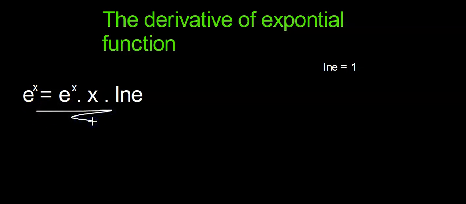Whenever you're differentiating an exponential function, the derivative of e to the x is always equal to e to the x times the derivative of x, times ln e. And the other thing you have to know is that ln e is always equal to 1. So ln e is 1. For that reason, most of the time we don't have to write ln e, because it's just 1.